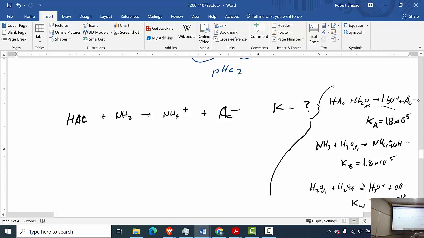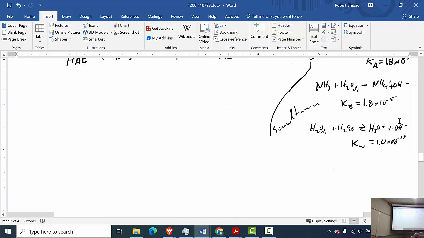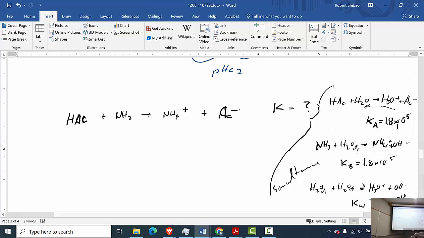All these equilibria are going to perturb each other, and so we call this simultaneous. It has to be solved simultaneously. But we can get the K value for this, because if we add everything up, I'd have to reverse Kw. So I'm going to go Ka plus Kb, this is the equation, minus Kw, because I'm going to flip it backwards. Then everything's going to cancel. The 2 waters will cancel, and the hydronium and hydroxide will cancel.